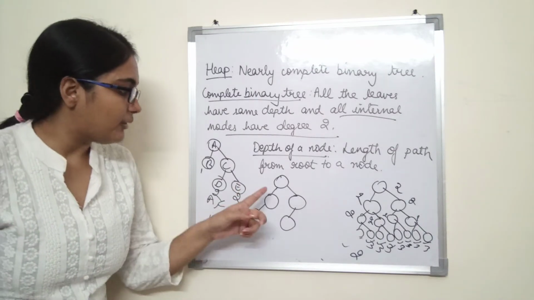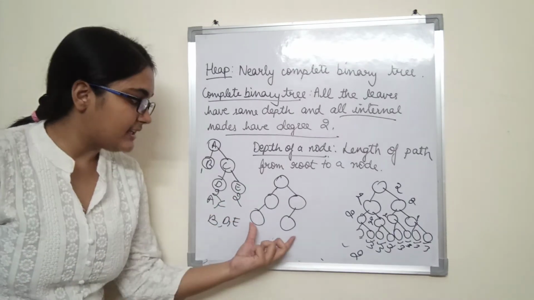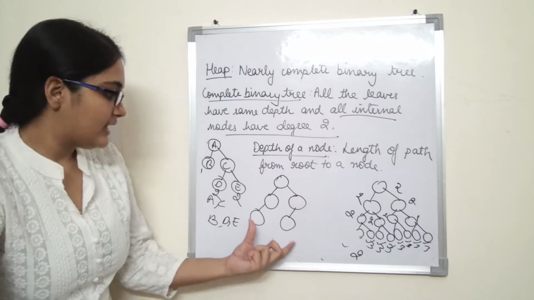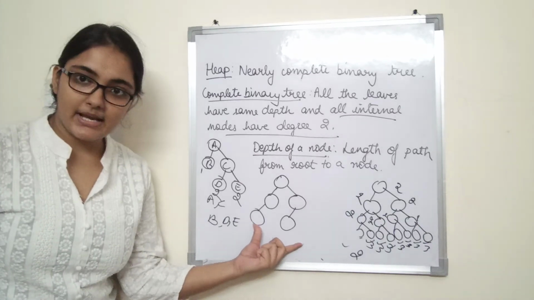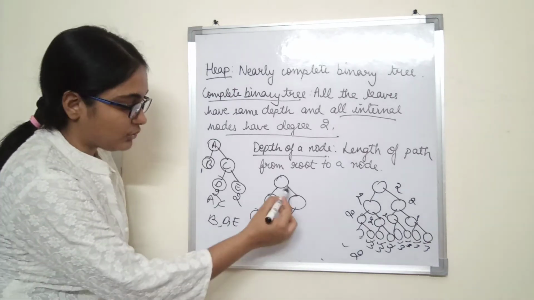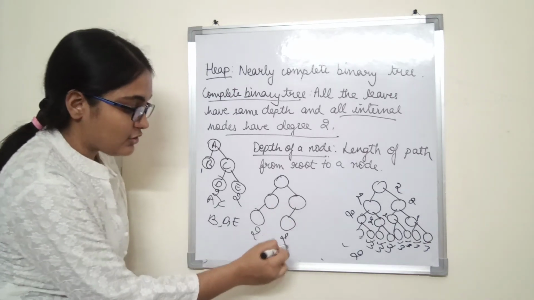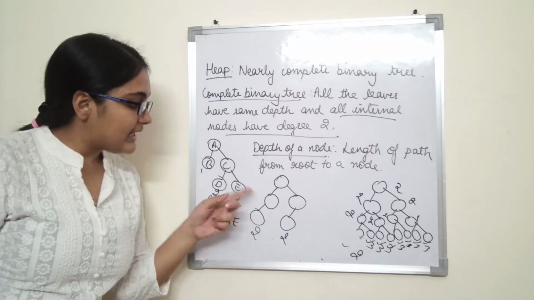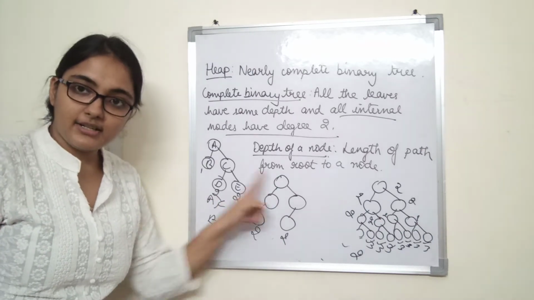Now, which are the leaves? These two are the leaves. Now these two leaves are at the same depth. Why? What is the depth? 1, 2. What is the depth of this leaf? 1, 2. So all leaves are of the same depth, but the internal nodes, 1, 2, 3, 3 internal nodes are there.